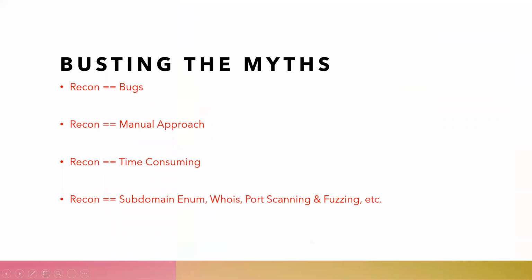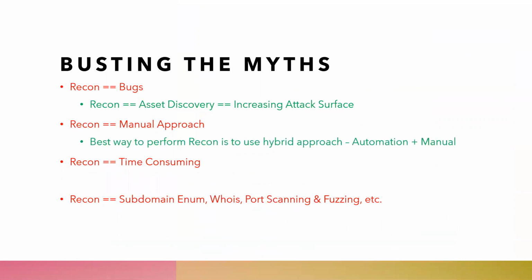Now, busting some myths over here: recon equals bugs. No, recon is not directly equal to bugs. Rather, it's equal to asset discovery and increasing your attack surface, which will enable you to find more and more bugs. People say that recon is all about a manual approach, but no. The best way to perform recon is to use a hybrid approach using both automation and manual. There are a lot of things which you can automate, like subdomain enumeration, subdomain takeovers, and other things. However, there are things like GitHub Recon, Google Dorking, or searching on Shodan, which still need manual intervention to be better at.